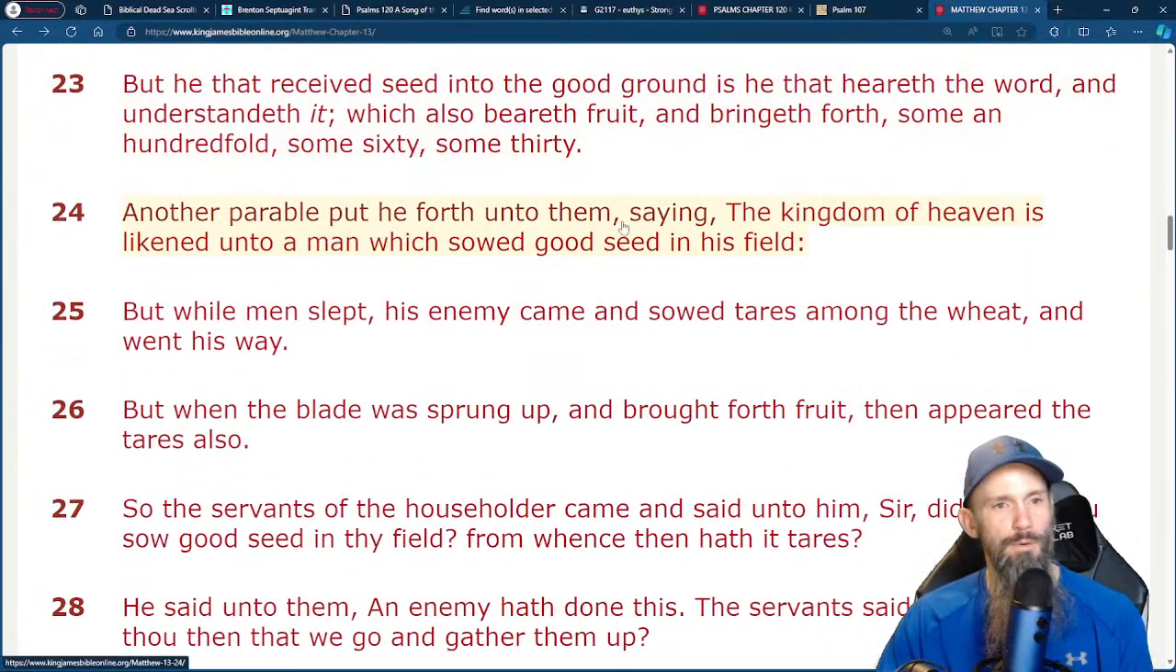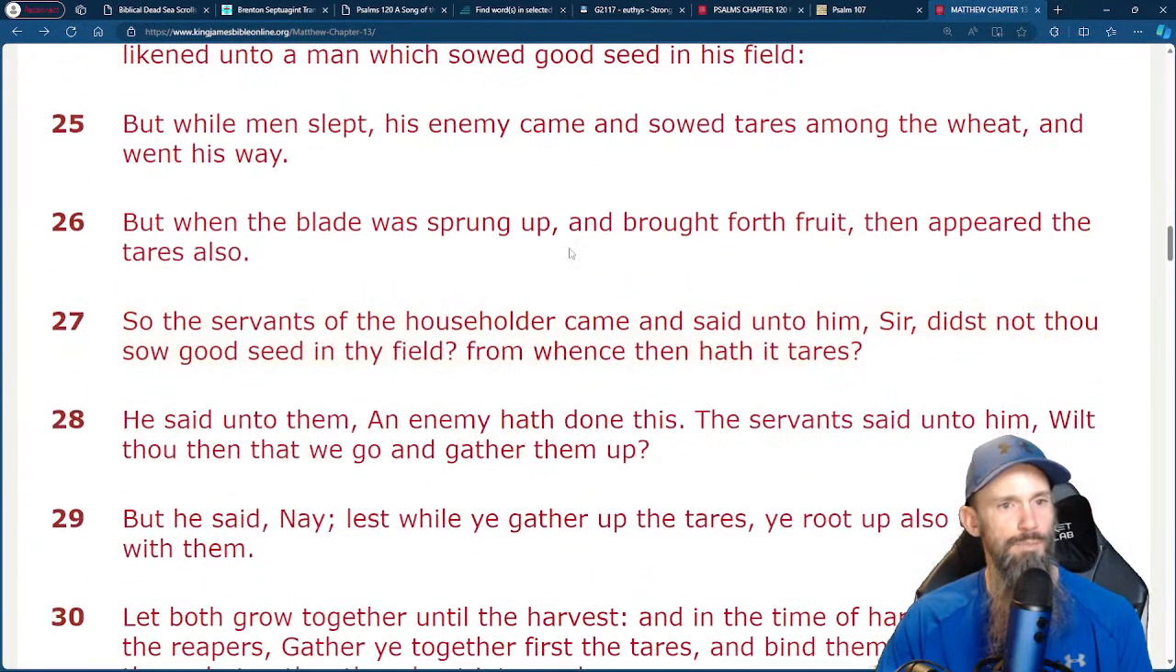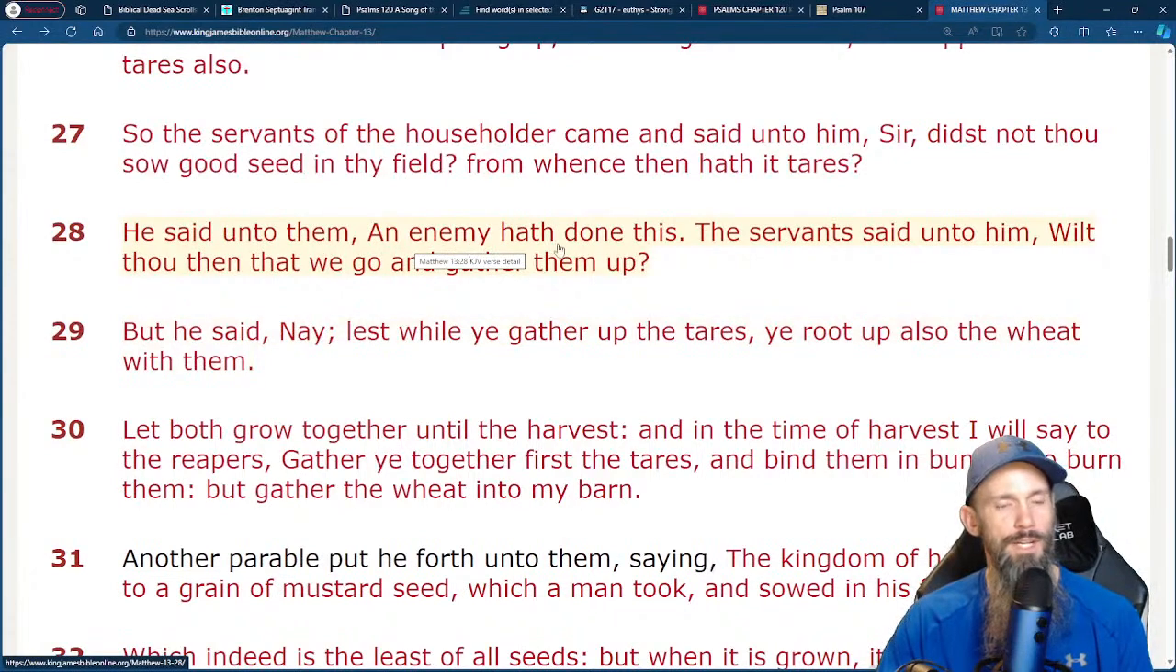Another parable put he forth unto them, saying, the kingdom of heaven is likened unto a man which sowed good seed in his field. But while men slept, his enemy came and sowed tares among the wheat, and went his way. But when the blade was sprung up and brought forth fruit, then appeared the tares also. So the servants of the householder came and said unto him, Sir, didst thou not sow good seed in thy field? From whence then hath it tares? He said unto them, An enemy hath done this.